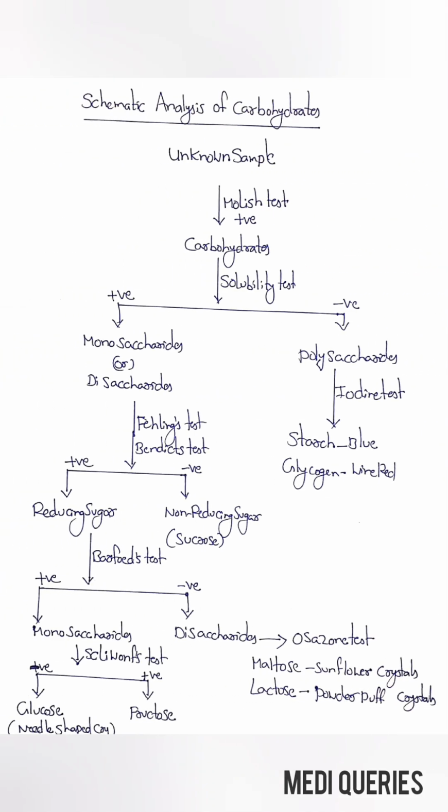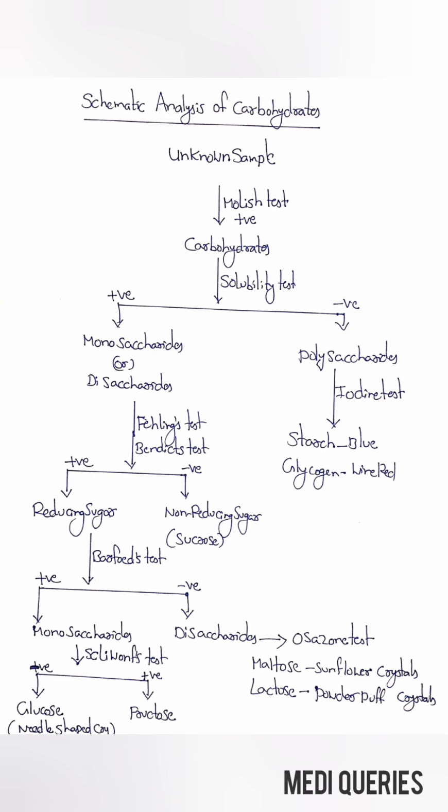Schematic analysis of carbohydrates. For this, to the unknown sample, conduct a Molisch test. It is positive for carbohydrates. How we will conduct this Molisch test: to the given sample add a Molisch reagent, and to that add sulfuric acid from the walls of the test tube. It will give a violet color ring. This indicates the presence of carbohydrates.